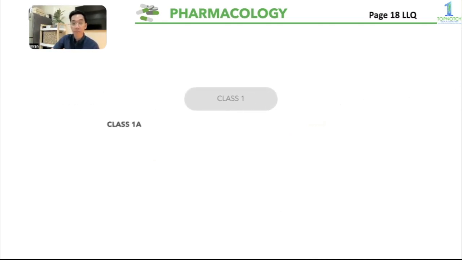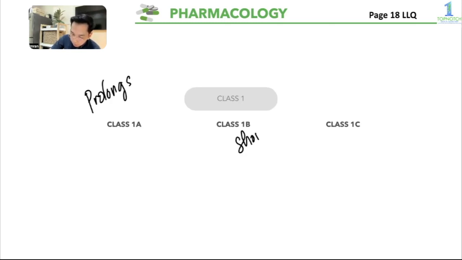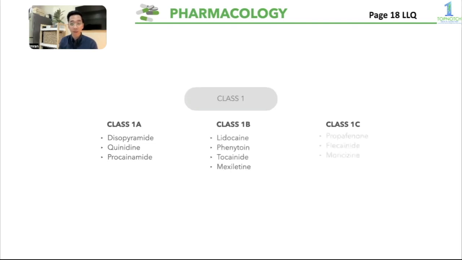Meron siyang tatlong types. You have your class 1A, class 1B, and class 1C, no? Your class 1A, what it does is it prolongs, no? Prolongs the action potential. This one, it shortens. Yung class 1C, wala siyang effect dun sa ating action potential. Again, class 1A prolongs. Class 1B, it shortens the action potential. And class 1C, okay, it has no effect on the potentiation. So these are the following drugs that you have to remember under this class, no?